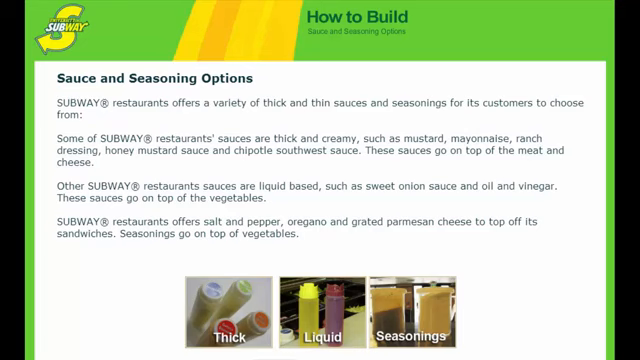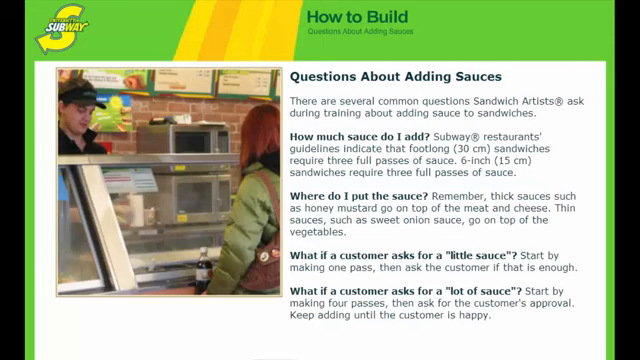Subway Restaurants offers salt and pepper, oregano, and grated Parmesan cheese to top off its sandwiches. Seasonings go on top of the vegetables. There are several common questions sandwich artists ask during training about adding sauce to sandwiches. How much sauce do I add? Subway restaurants' guidelines indicate that foot-long, 30-centimeter sandwiches require 3 full passes of sauce. 6-inch, 15-centimeter sandwiches require 3 full passes of sauce.